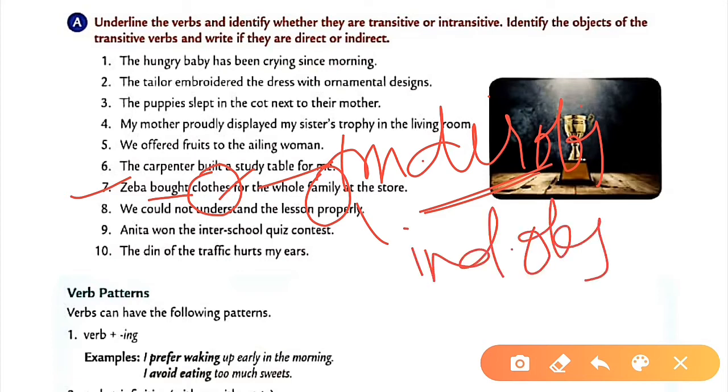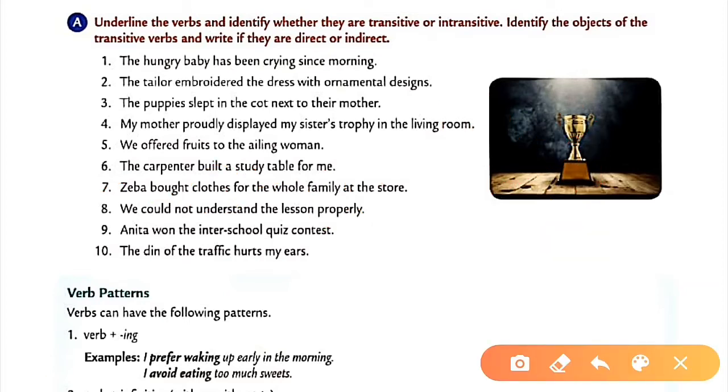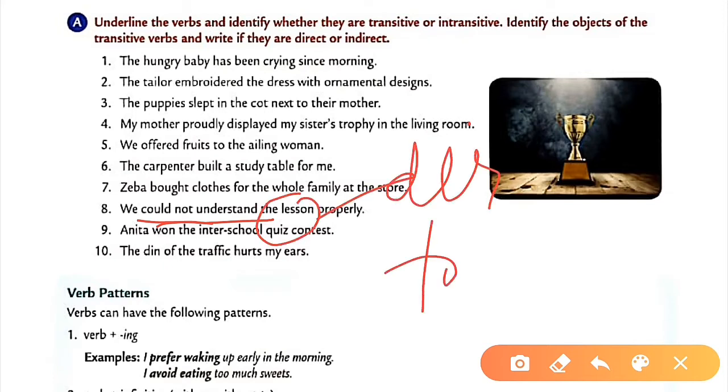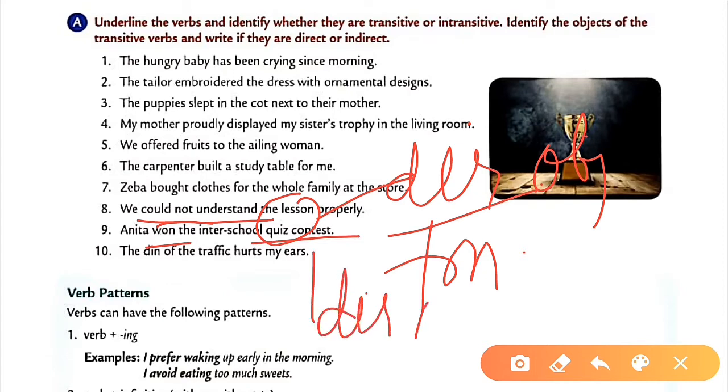Next, number 8. We could not understand the lesson properly. Could not understand is your verb. And the lesson is your direct object. That's why it is a transitive verb. Okay. Next, number 9. Anita won the inter-school quiz contest. Won is your verb and quiz contest is your direct object, and it is your transitive verb.